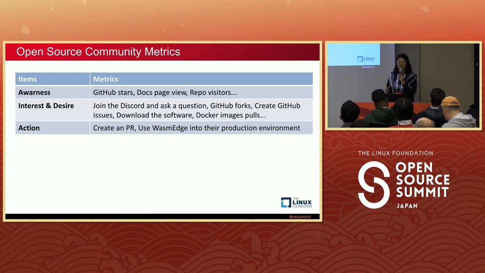And at the bottom of the funnel, action, we will monitor the number of PRs and the number of different PR creators. And we also will monitor how many people use WasmEdge in their production environment.